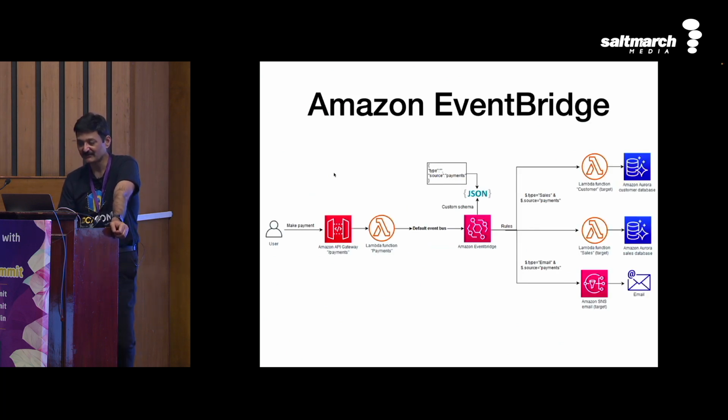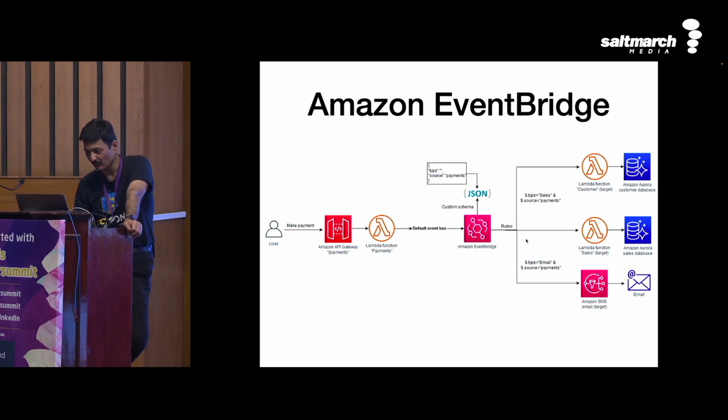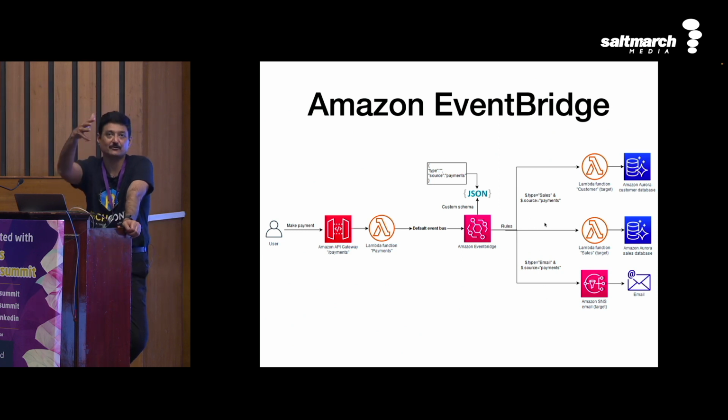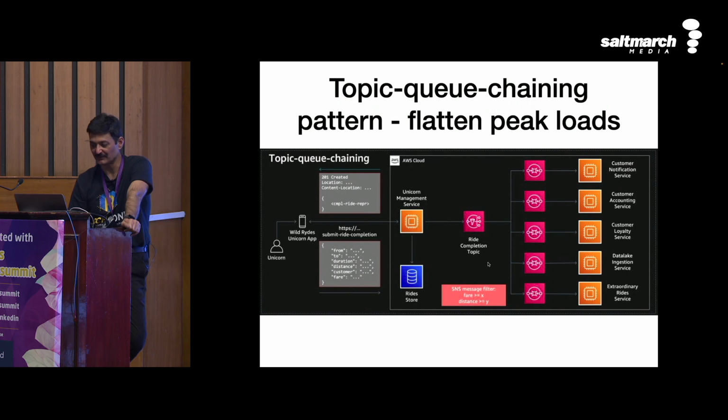If you're using EventBridge, which is the same thing as the pub/sub model, you are sending the data to EventBridge, which is a JSON object, and depending upon the type of data coming in, such as sales or email, you're routing the traffic to different locations. Okay? So that is another thing which you can do in this case.